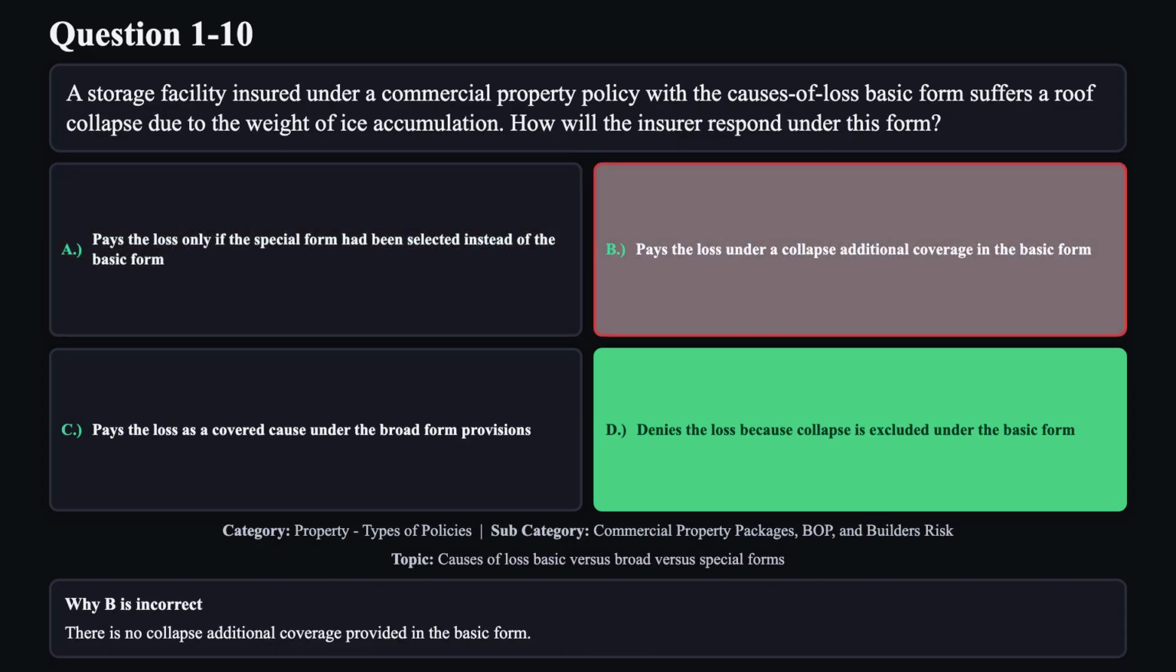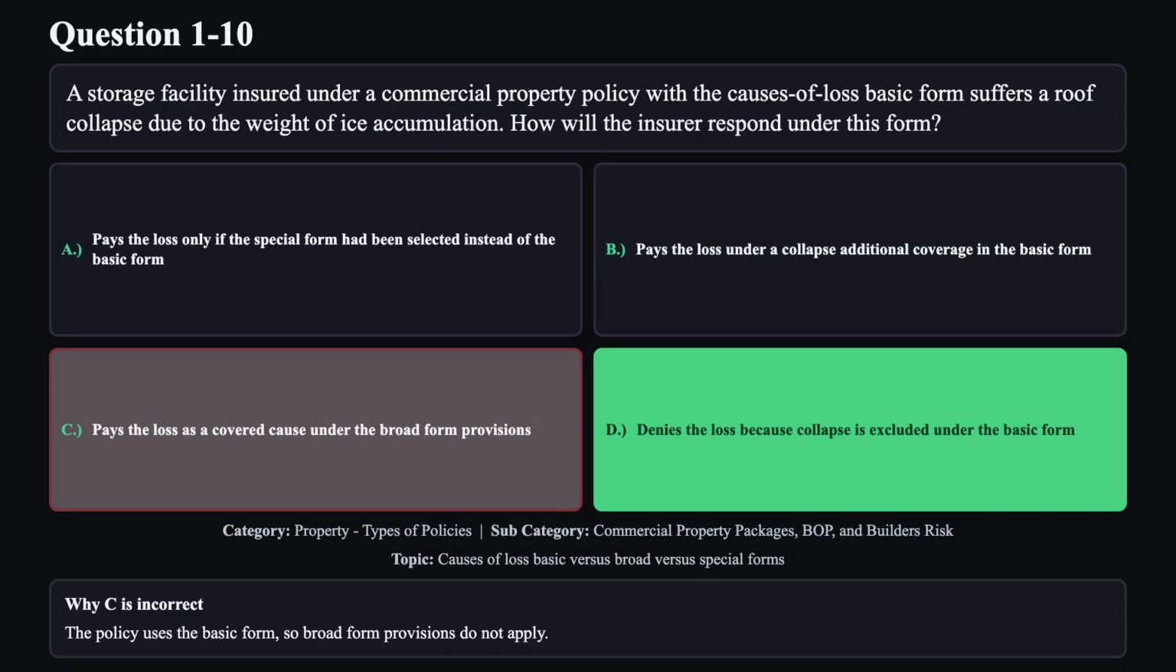Reason B is not correct. There is no collapse additional coverage provided in the basic form. Reason C is not correct. The policy uses the basic form, so broad form provisions do not apply.